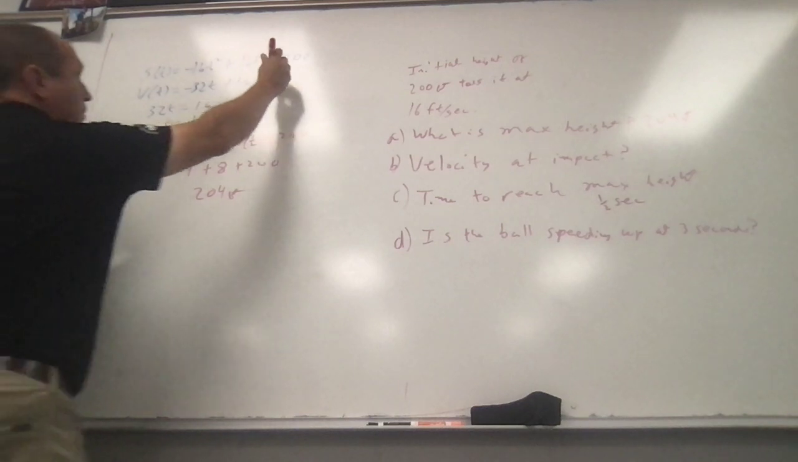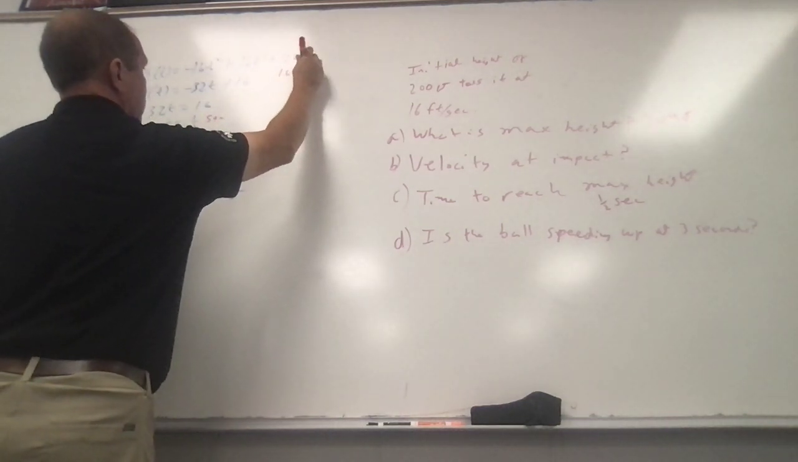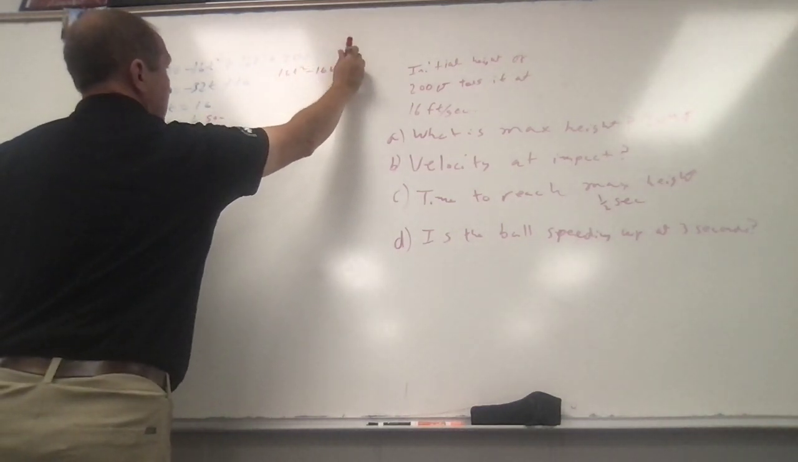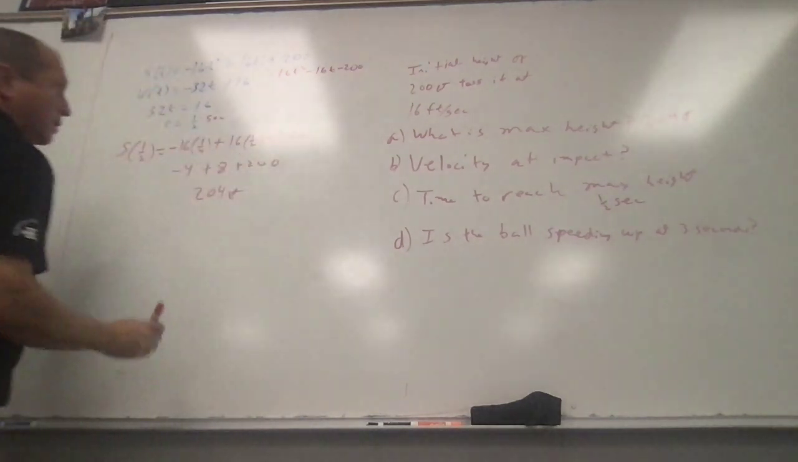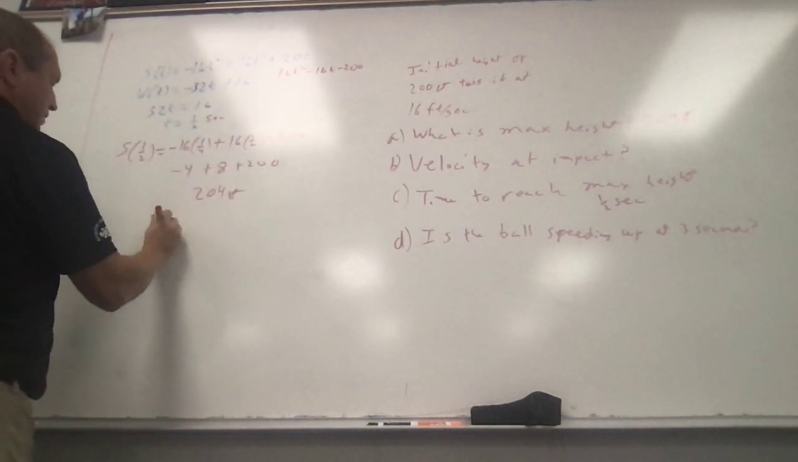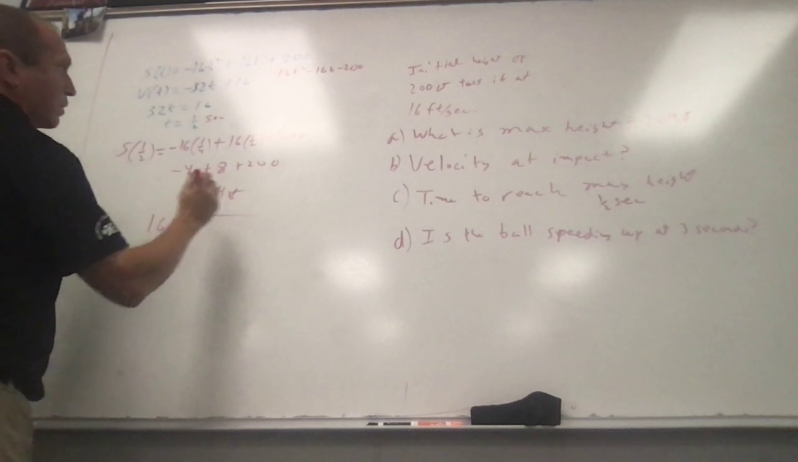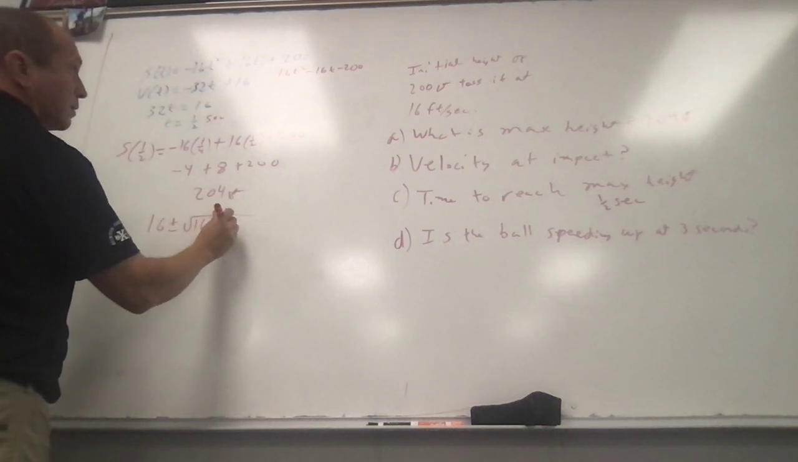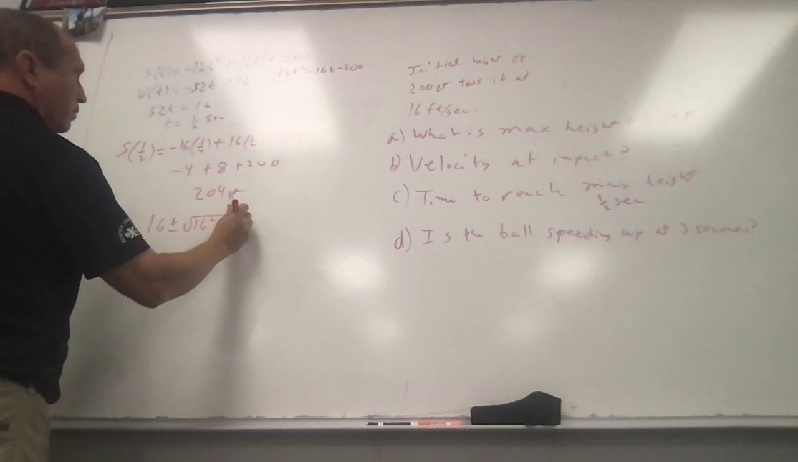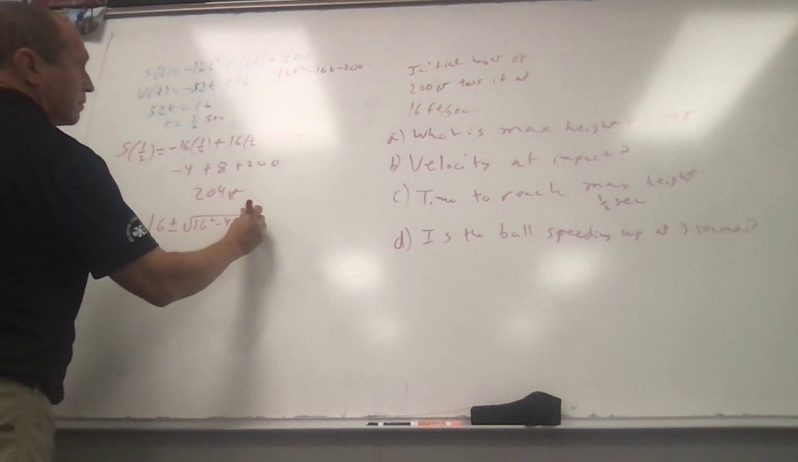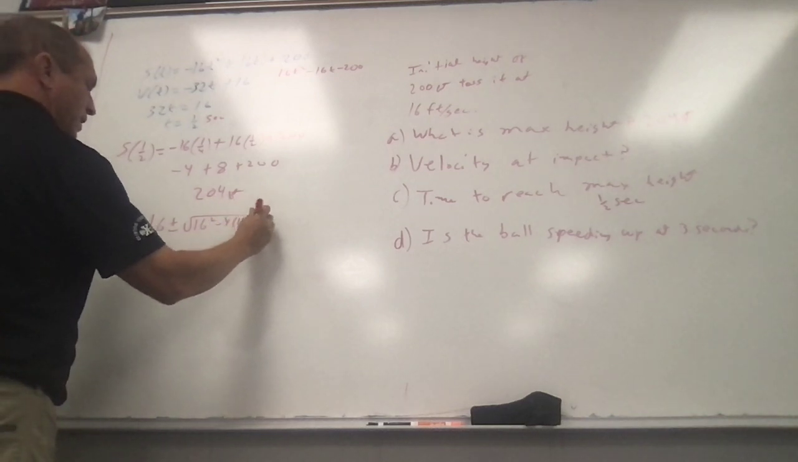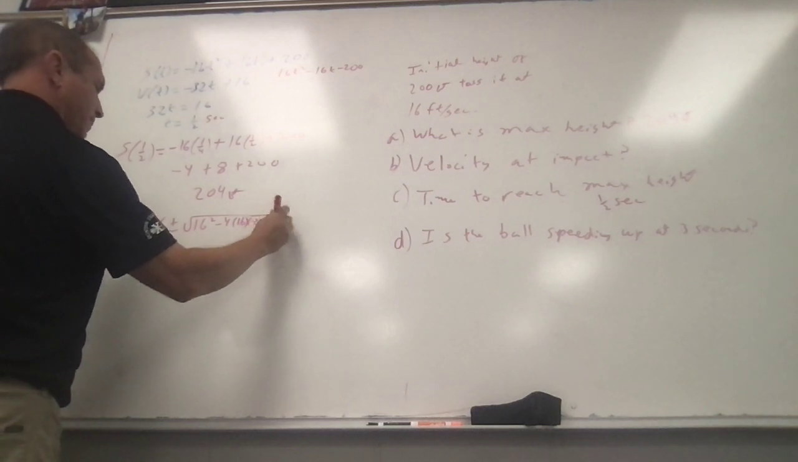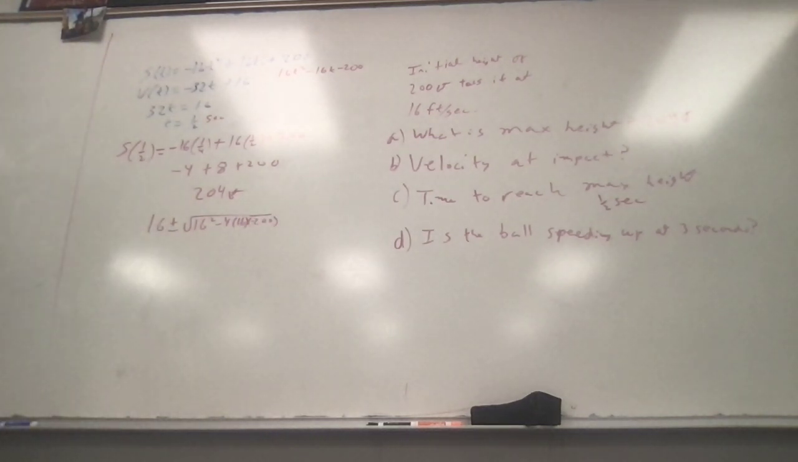Again, quadratic formula, let's turn this into 16t squared minus 16t minus 200. So we get 16 plus or minus the square root of 16 squared minus 4 times 16 times negative 200. Someone do that in your head real quick.